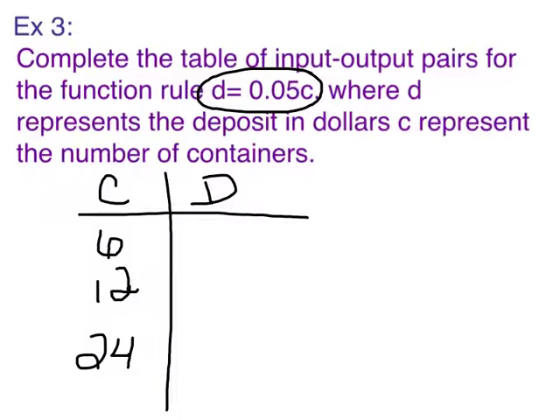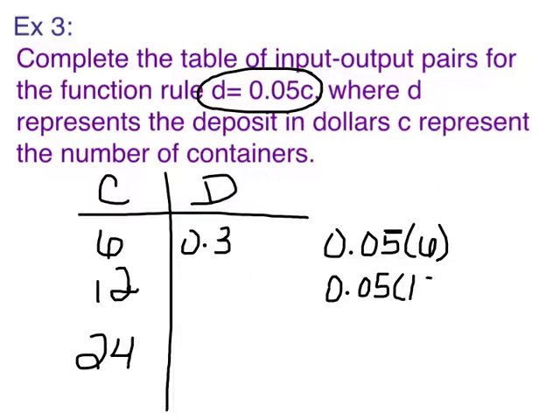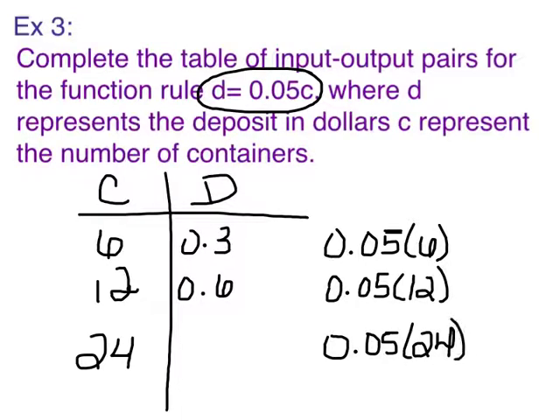So if I plug 6 into my equation, I get 0.05 times 6. And if I plug that into a calculator, I get 0.3. And if I plug in 12, I get 0.05 times 12. And that gives me 0.6. And then 24, if I take 0.05 times 24, that gives me 1.2.